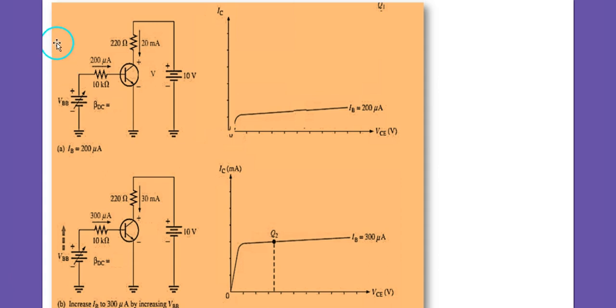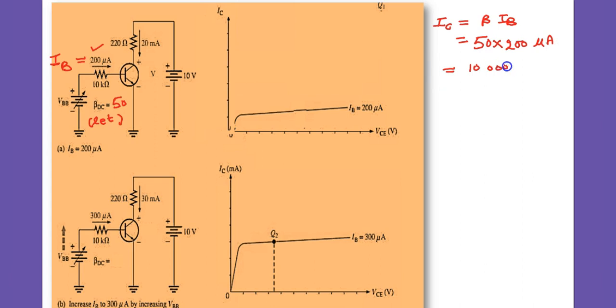This is a circuit for the common emitter configuration. Here the base current is 200 microampere, and we will find what collector current is flowing. Let beta be equal to 50, and it may have any value otherwise. 50 into 200 microampere becomes 10,000 microampere, which means 10 milliampere.